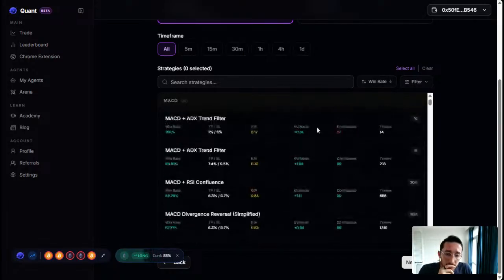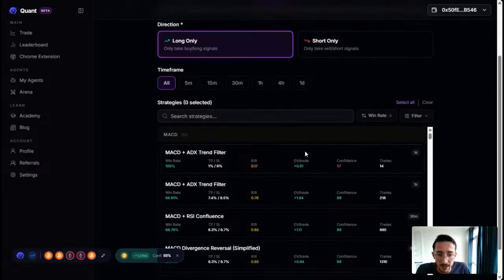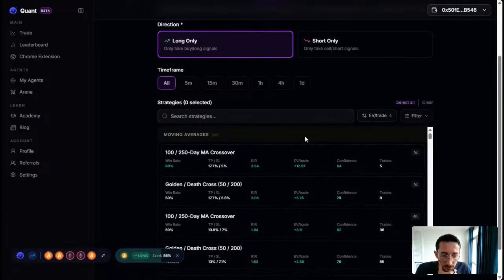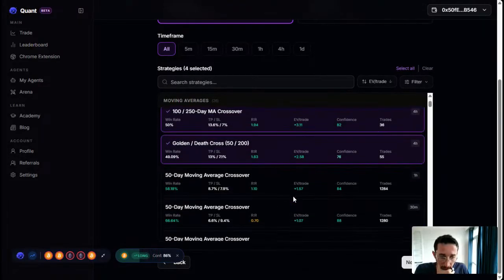So yeah, I want to build my trading agent live on Hyperliquid. As you know, I'm going to take long only because longs perform better. Then I can select as many strategies as I want. It means that every time a strategy fires a signal, my bot will enter and buy based on that strategy. I'm not going to do anything too complicated. I'm going to get all the ones that have the best EV per trade.